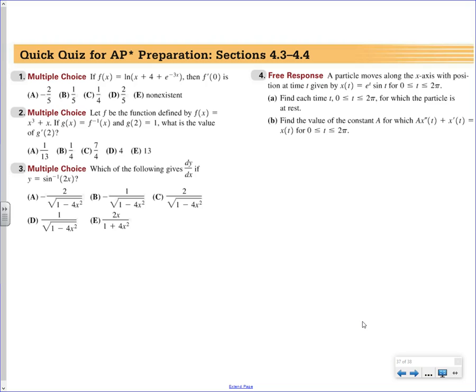Doesn't have to be mental math. I know. Does that help? Do you see it, Tom? Which one? ln of x plus 4 plus e to the negative 3x. Yeah, e to the negative 3x.